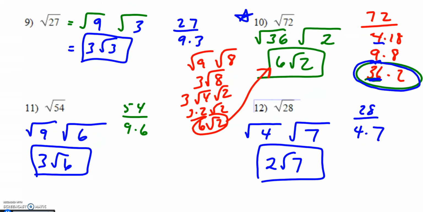Number 11, the only perfect square pair I got was 9 times 6. And 6, there is no number times itself. So my answer was 3 root 6. And then number 12, the only perfect square pair I got was 4 times 7. Square root of 4 was 2. So 2 root 7 was my answer.